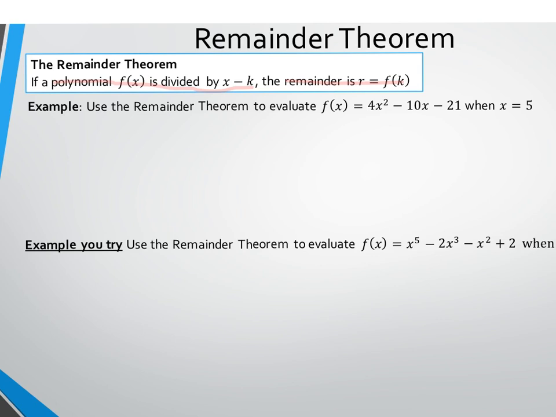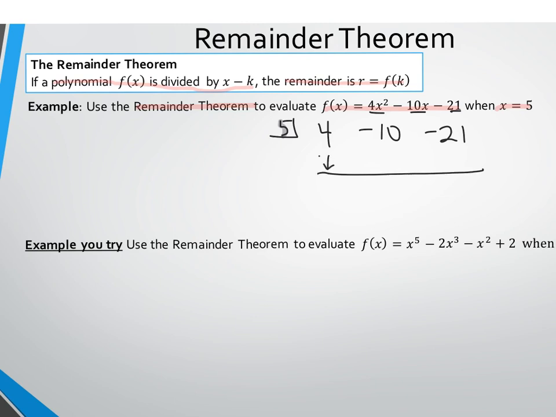So if we look at our next example, notice it says we're going to use the remainder theorem to evaluate our function when x equals 5. Okay, so because x is already solved for, I'm just going to put 5 in my box, and then I'm going to ask myself, do I have any missing terms? And the answer to that question is no. So I'm going to drop down those coefficients, and then we do synthetic division.